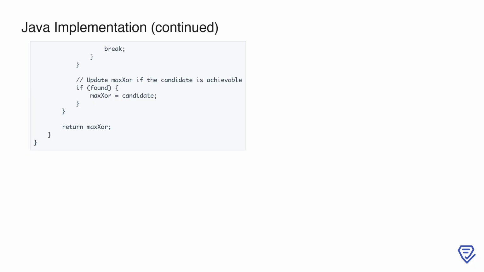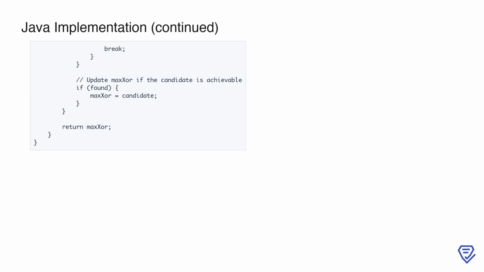This process continues iteratively for all 32 bits, ensuring that we maximize maxor bit by bit. By the end of the loop, the maxor variable holds the maximum XOR of two numbers in the array. Finally, we return this value as the result. This approach is efficient because it leverages bitwise operations and the properties of XOR, and it avoids explicitly comparing all pairs of numbers. The use of a hash set to store prefixes ensures that the solution remains performant even for large input arrays.